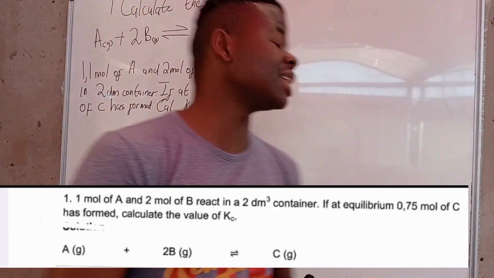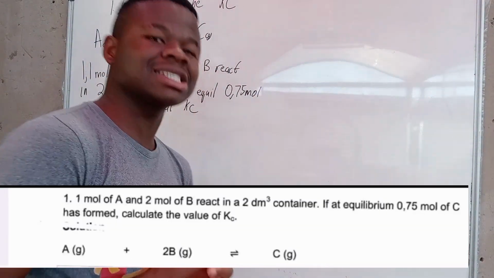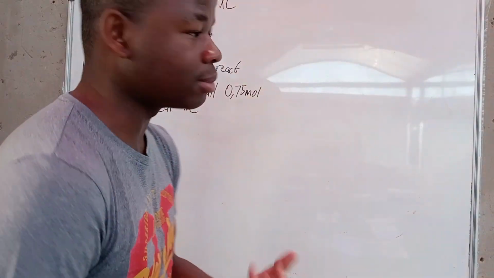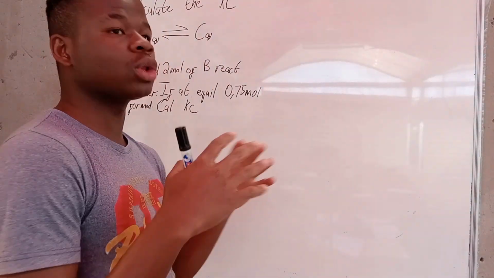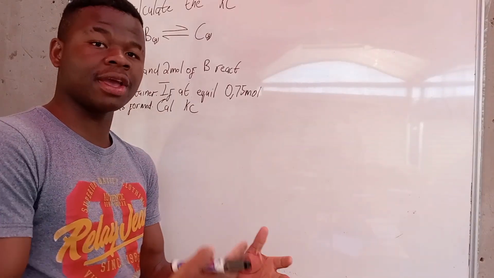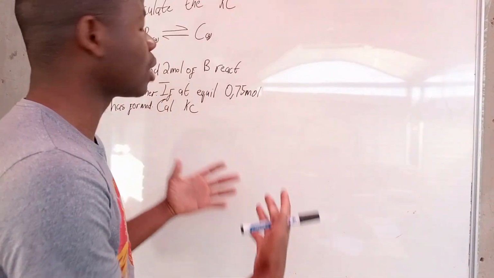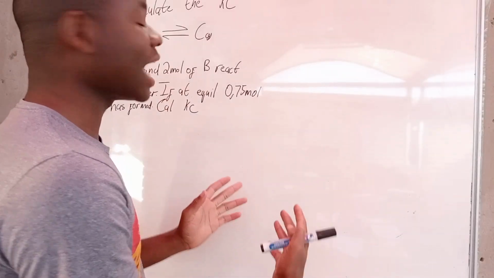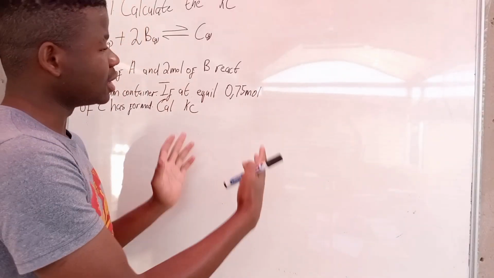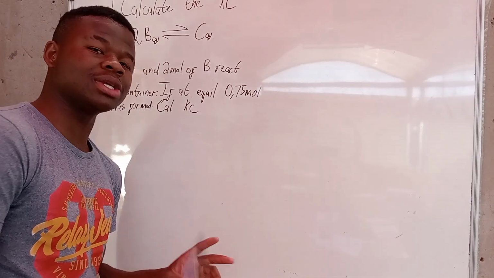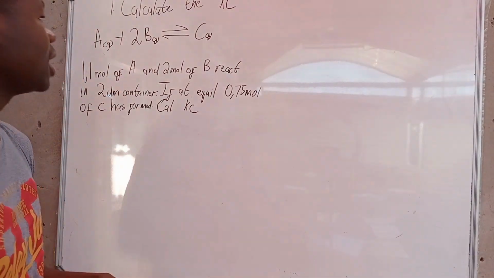So without wasting your time, let's calculate the Kc, the chemical equilibrium constant. In this question, we are not going to be covering the content of chemical equilibrium. We'll be concentrating on the 9-mark question, the calculations. So without wasting your time, let's get into it.